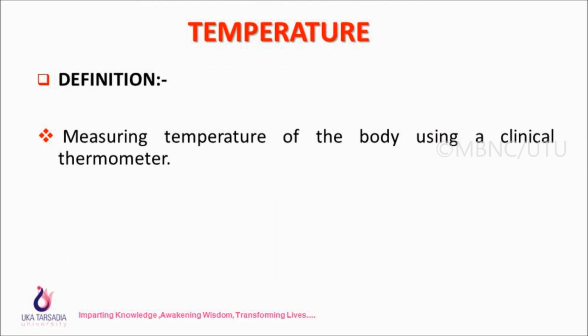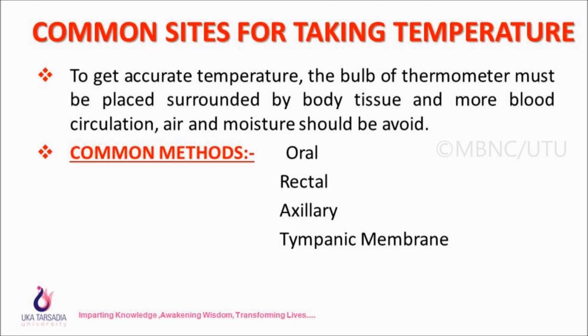Now first, temperature. Definition. Measuring temperature of the body using a clinical thermometer. Common sites for taking temperature. To get accurate temperature, the bulb of the thermometer must be placed surrounded by body tissue and more blood circulation. Air and moisture should be avoided. Common methods: oral, rectal, axillary and tympanic membrane.